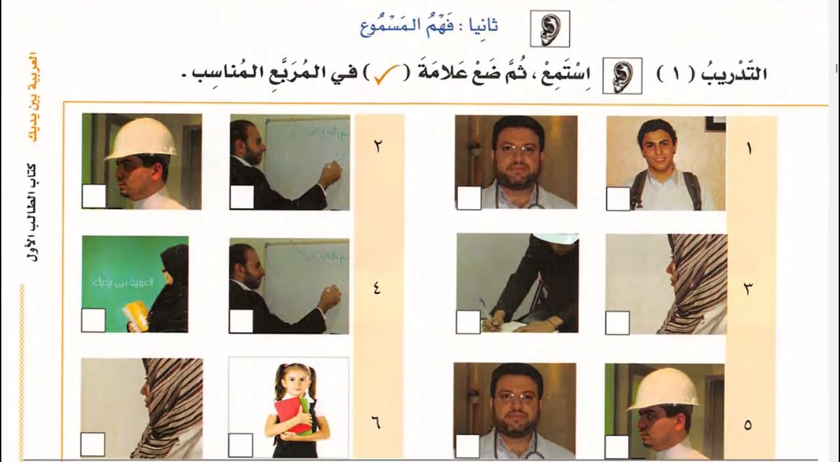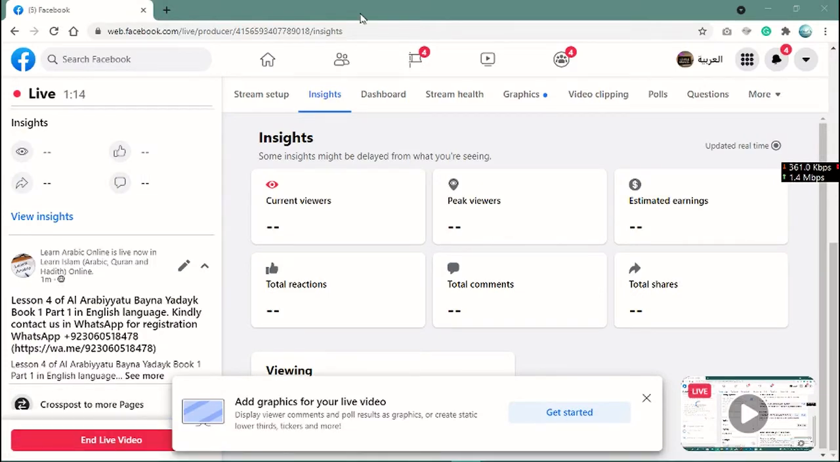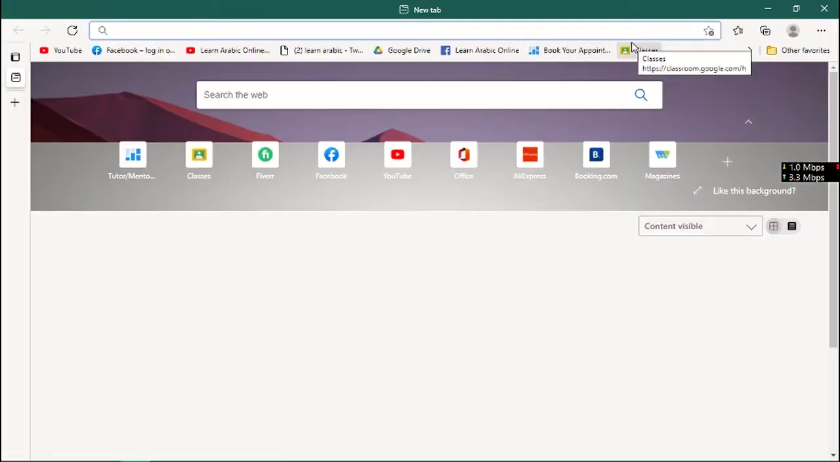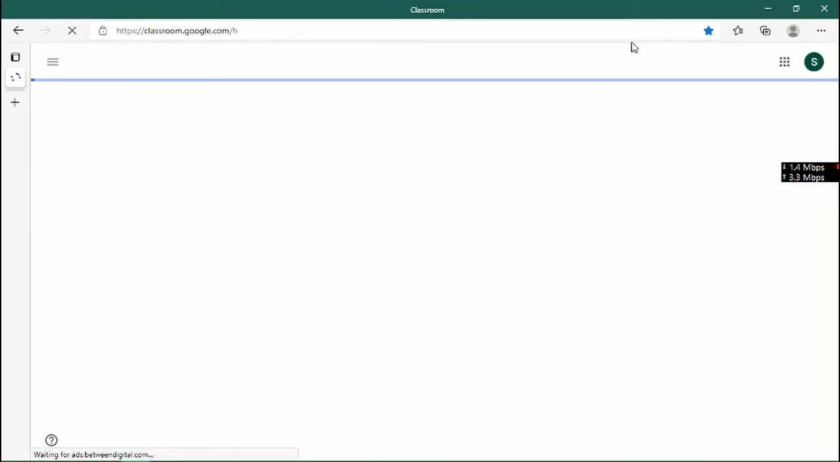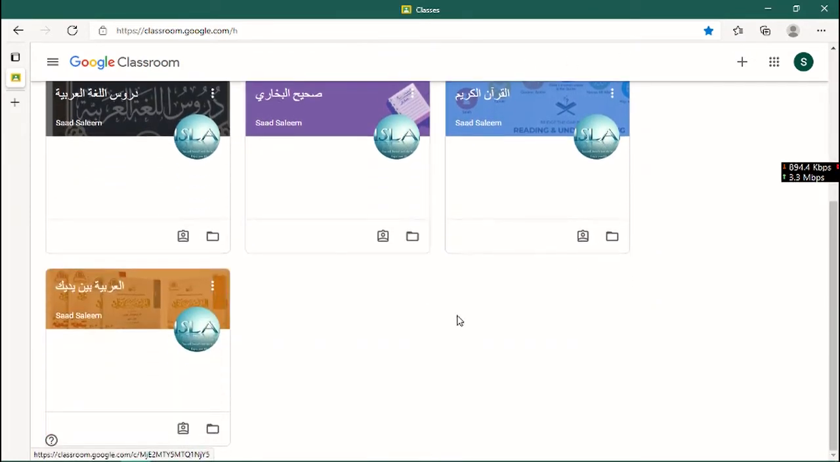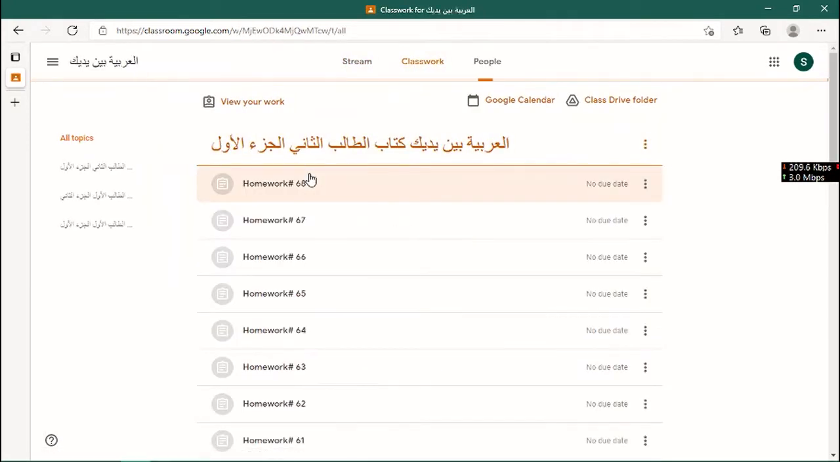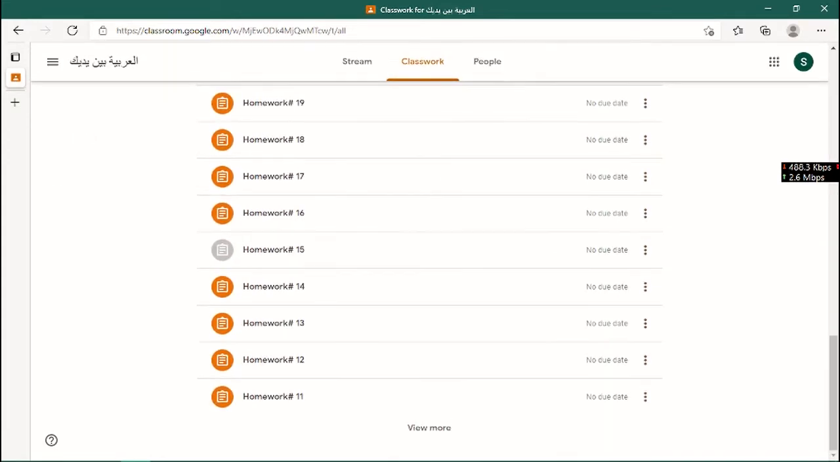So what you have to do is go to Google Classroom. You can open Google Classroom on your mobile. On mobile, their application is necessary. Without their application it will not open. So you will open Google Classroom and then go to homework number 3, because you have already done homework number 1 and homework number 2. So you will go to homework number 3.